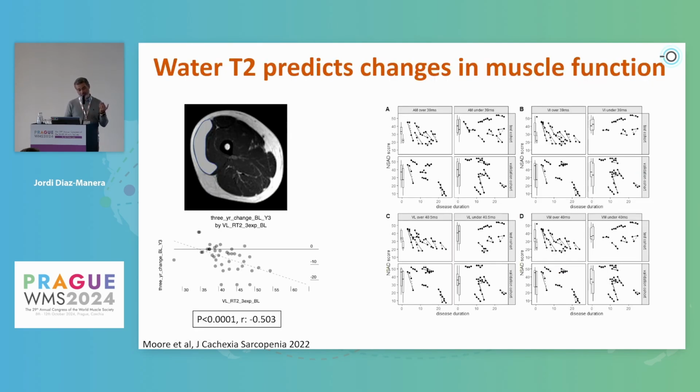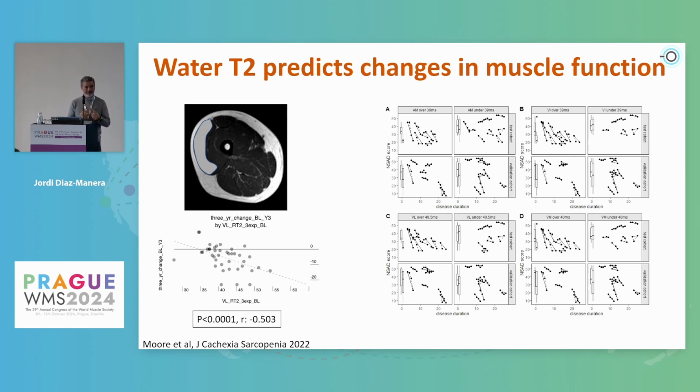And not only that, water T2 can also predict changes in muscle function. This is a study that we have done in Newcastle, where we observed that patients that had high T2, for example these ones or this one, had a much more substantial decline in muscle function than those patients that had a lower water T2, which are represented here. This suggests that if you are in front of a patient in your clinic, and the patient tells you, doctor, what's going to happen with me next year, or in 2 years' time, in 3 years' time, what do you say?